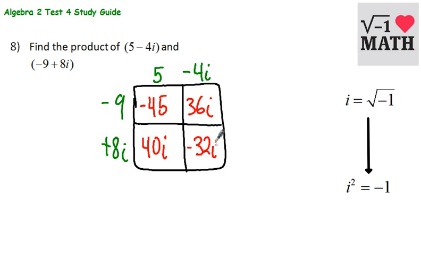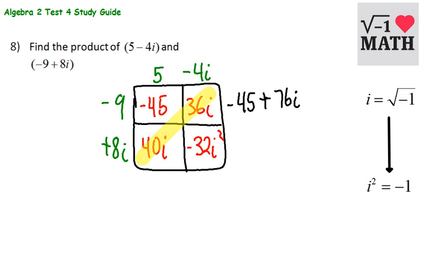You probably have the idea of what we're doing here. You just got to be careful with how you multiply, add, all those kinds of things. So let's see here. We've got a negative 45 plus, we've got a lot of i's this time. 40 and 36 of them make a total of 76 i's. And then we got a negative 32i squared. So negative 32i squared.